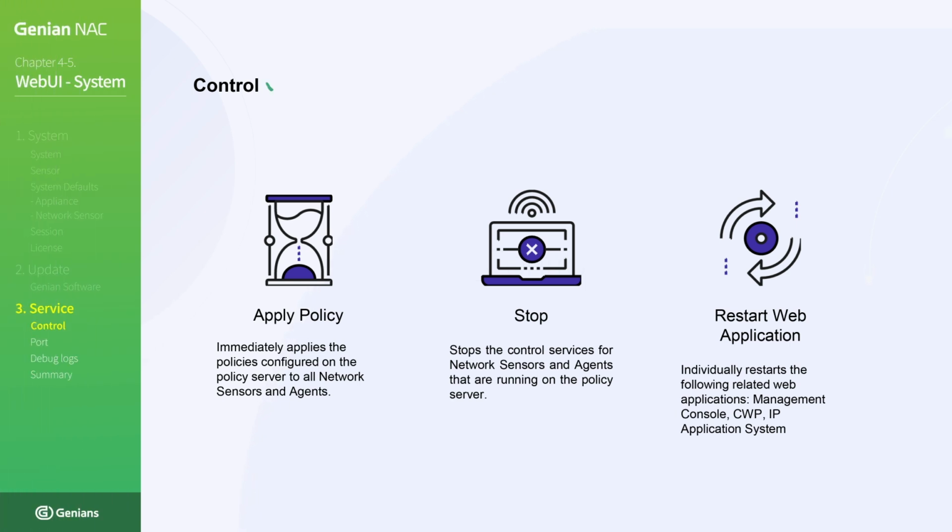The Service Control section allows you to perform controls related to the operation of the NAC system. Apply Policy immediately applies all configured policies to network sensors and agents. Stop Service stops all services currently running on network sensors and agents. Restart Web Application provides the ability to selectively restart the following web applications offered by the Policy Server: Management Console, CWP, IP Request System.